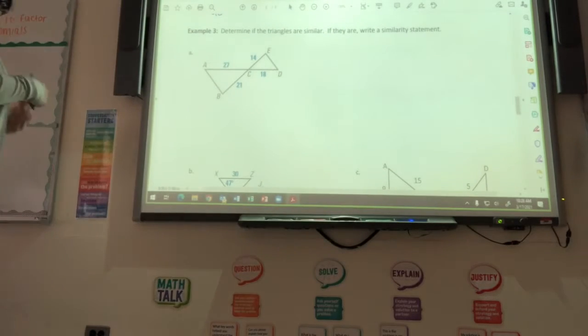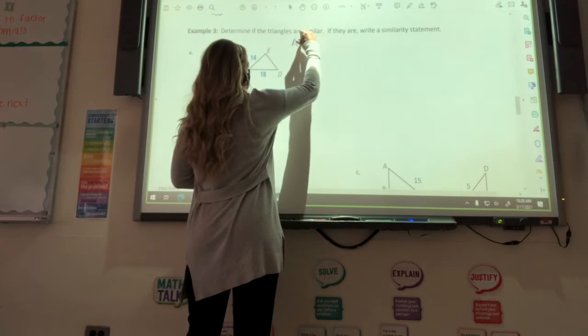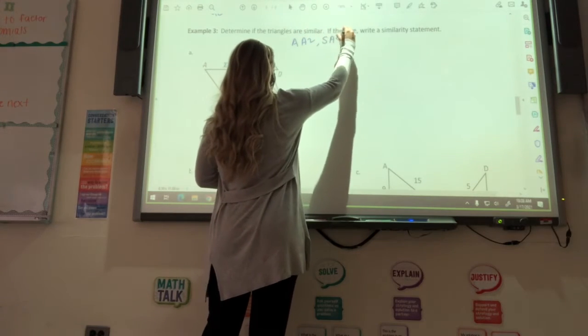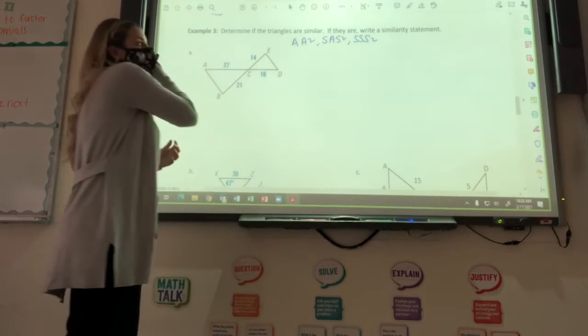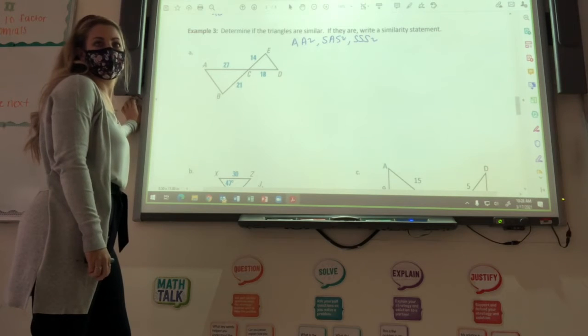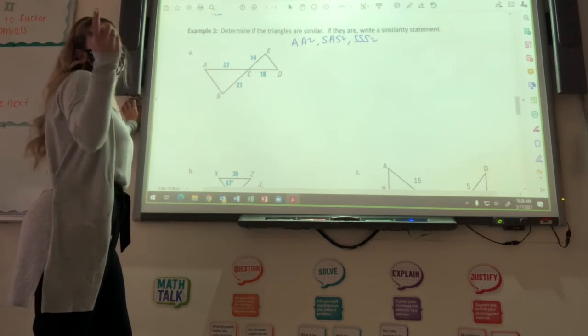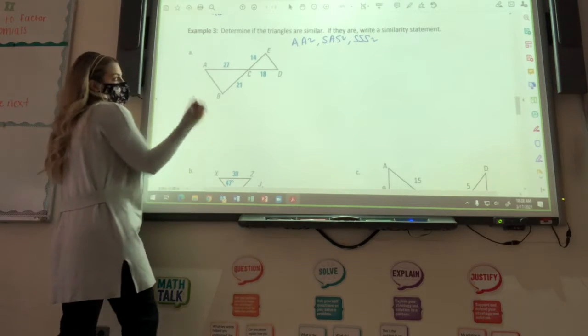Okay, example 3. Again, determine if they're similar by one of our shortcuts. So, this longest one, so we might go 14, 21. So you're gonna use the sides. Okay, so it's either gonna be side, side, side, or side, angle, side. Which shortcut do you think is gonna work? Are they giving you 3 side lengths? No, so it's gotta be side, angle, side. So let's find the ratios.